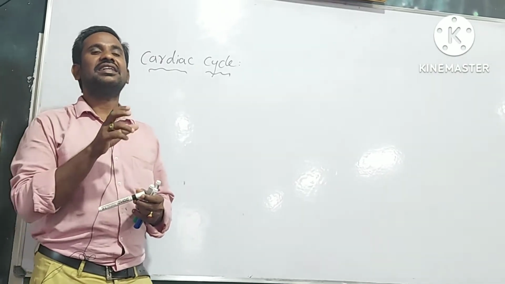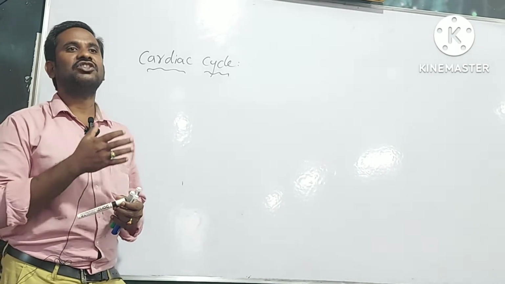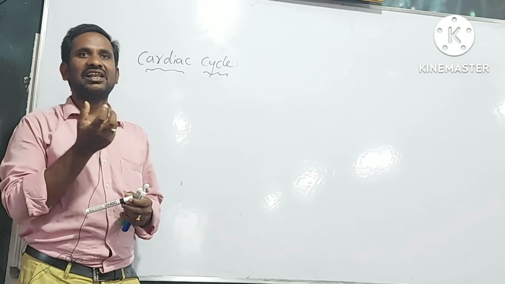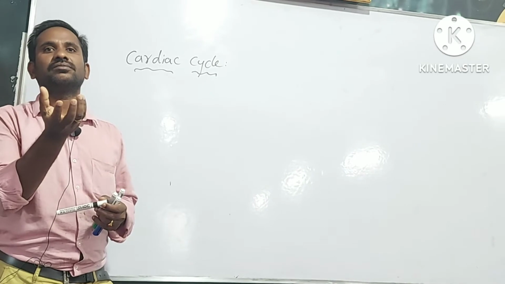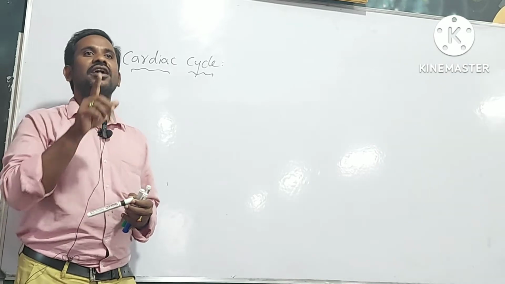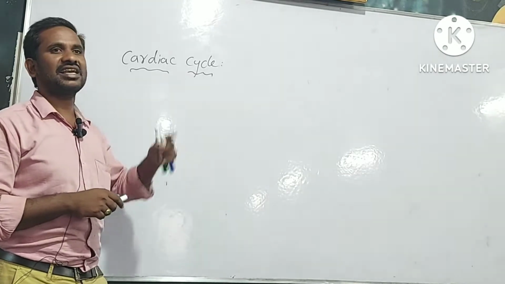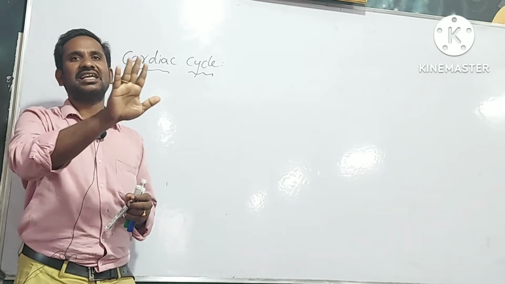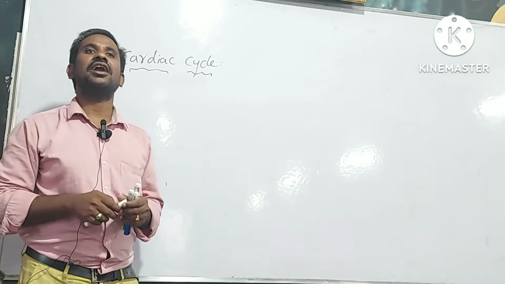It means it can contract and it can relax. So our chambers present in our heart will contract and then relax. One contraction and one relaxation of the ventricles and the atria is known as a cardiac cycle. That is known as a cardiac cycle.